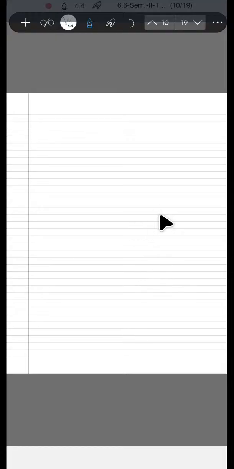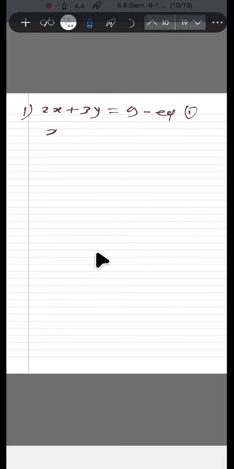That is also known as simultaneous equations. So how many equations do we require? At least two. So 2x plus 3y, the first one, is equal to 9, equation 1. Another one is x plus 7y is equal to 10, equation number 2. Two equations are here. How many variables? Two variables.